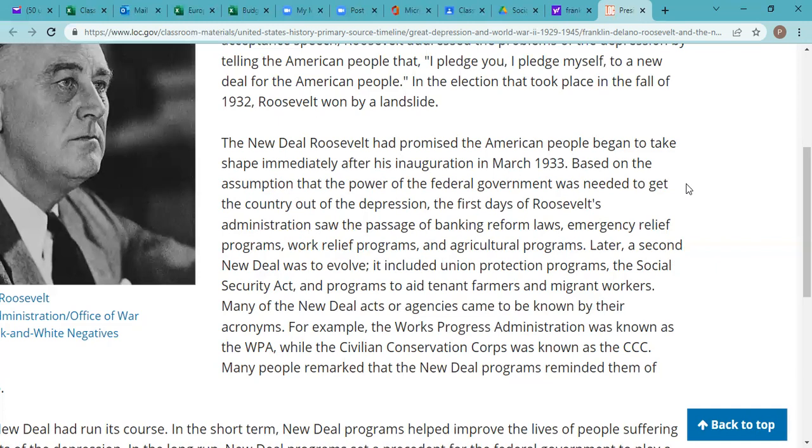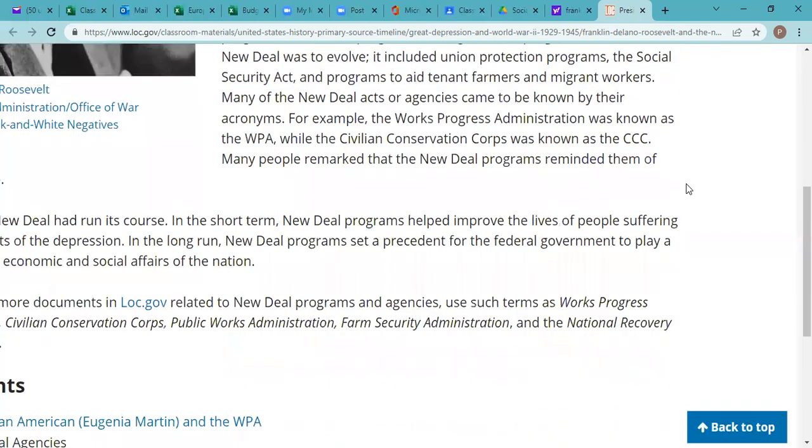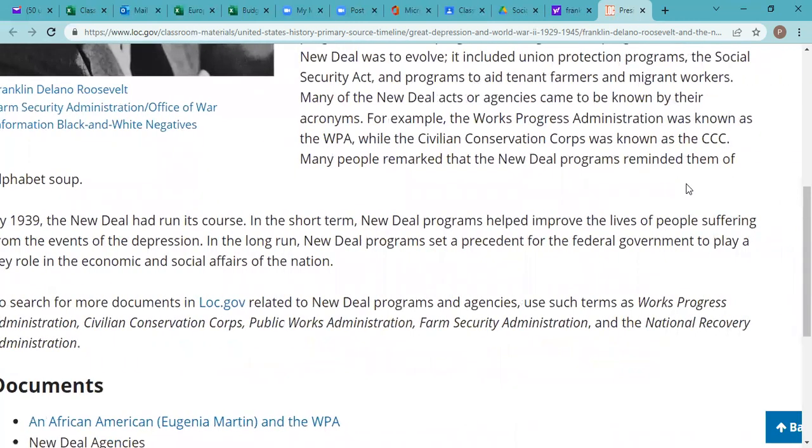So many of the New Deal acts or agencies came to be known by their acronyms. So, for example, the Works Progress Administration was known as the WPA, the Civilian Conservation Corps, the CCC, and many people remarked that the New Deal programs reminded them of alphabet soup.